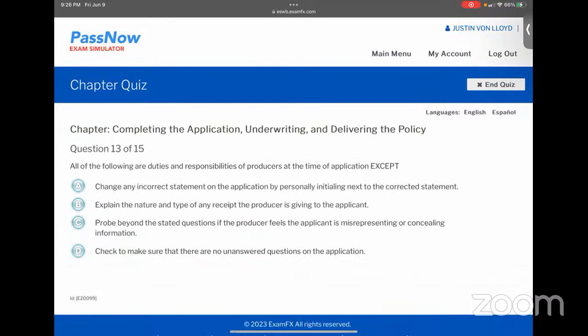All of the following are duties and responsibilities of the producer at the time of the application, except: change any incorrect statement on the application by personally initialing next to the corrected statement. Well, let's play process of elimination. Can the agent do that? No, change any incorrect statement on the application by personally initialing next to the corrected statement. So you said no on that one. What about B? Explain the nature and type of receipt the producer gives to the applicant. Is that true? They got to explain that to the consumer.